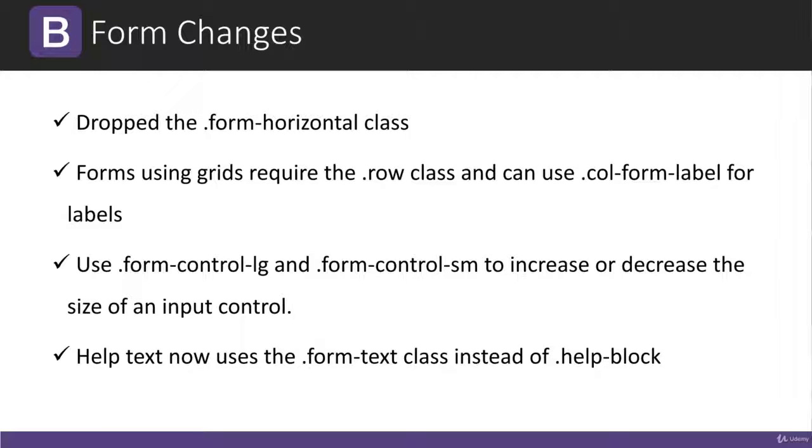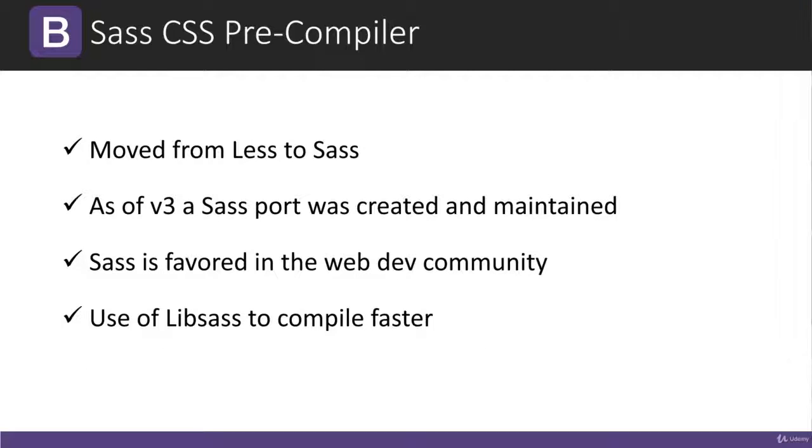All right, so as far as forms go, there's been some changes, not much. They dropped the form-horizontal class. Forms using grids require the row class and can use the col-form-label for labels. What I really like is that you can now make large and small text inputs by using the form-control-lg and form-control-sm classes. And then if you want help text under your input, for example, under your text input, you don't use the help-block class anymore. You use form-text, okay? And we're going to go over all that.